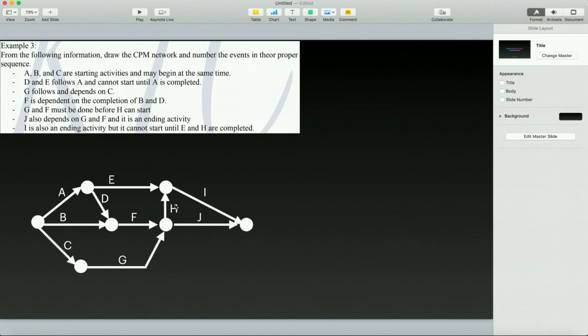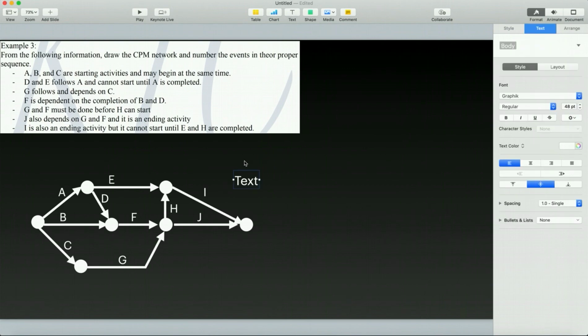So we are correct. H, we have here H. It cannot be done until F and G are complete. Then J is also dependent on G and F. So we have here J dependent on G and F, and it is an ending activity. So we direct it to our last node. Then I is also an ending activity. So we have here I, but it cannot start until E and H are completed. And the last thing that we need to do is to write our node number.